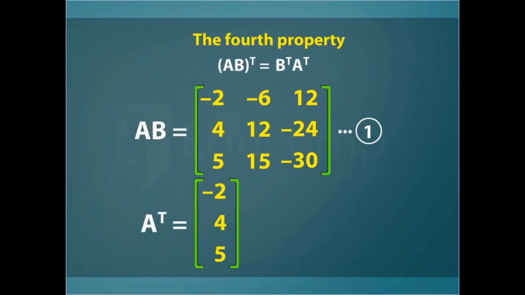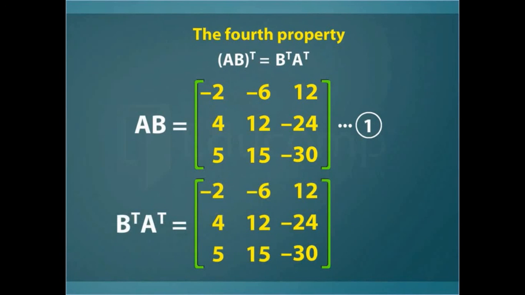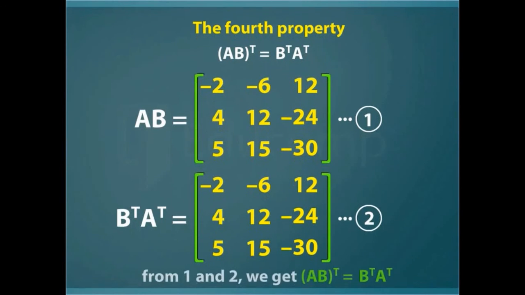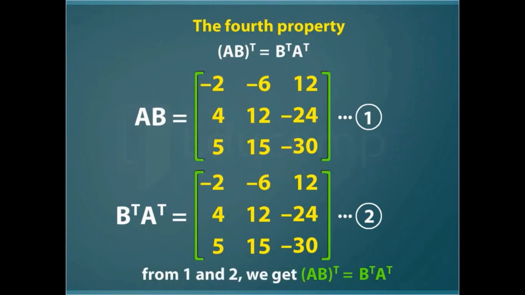A transpose is a row matrix with the elements -2, 4 and 5, and B transpose will be a column matrix with the elements 1, 3 and -6. Then the product of B transpose and A transpose will be a matrix with the elements -2, -6, 12, 4, 12, -24, 5, 15 and -30, which is equation 2. From 1 and 2 we get the required result.